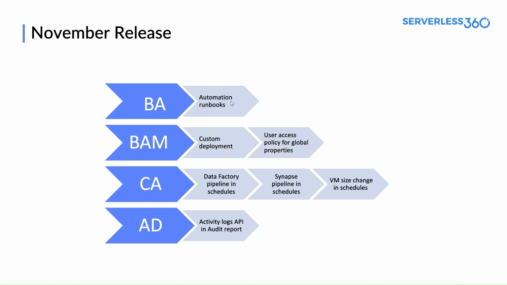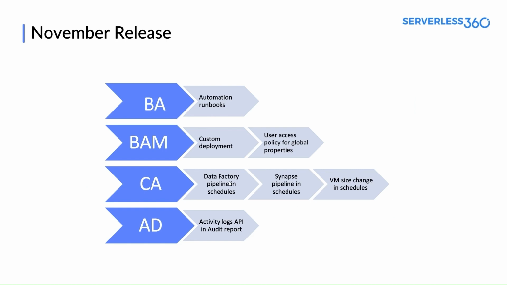Firstly, within business applications, we have introduced management and monitoring for Azure Automation runbooks, where the execution status of runbook jobs can be monitored. Then in business activity monitoring, we have brought in support for custom deployment to deploy resources in different resource groups. Furthermore, in BAM, we have brought in support for user access policy in global properties management.